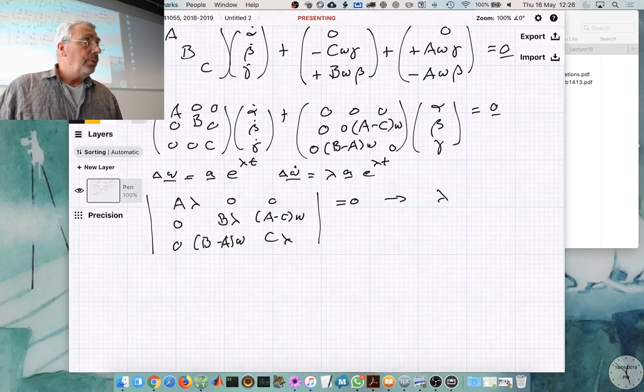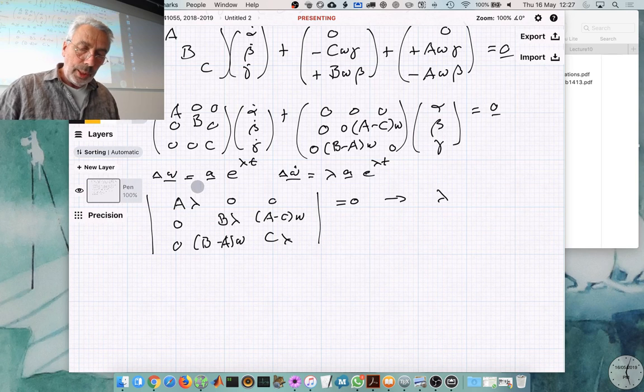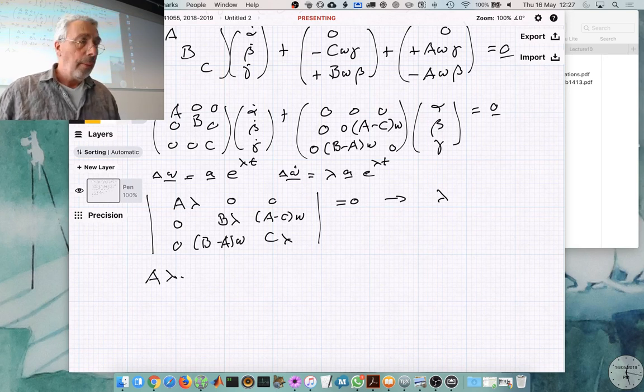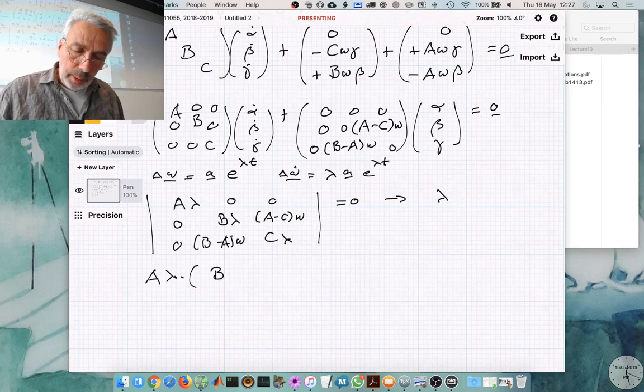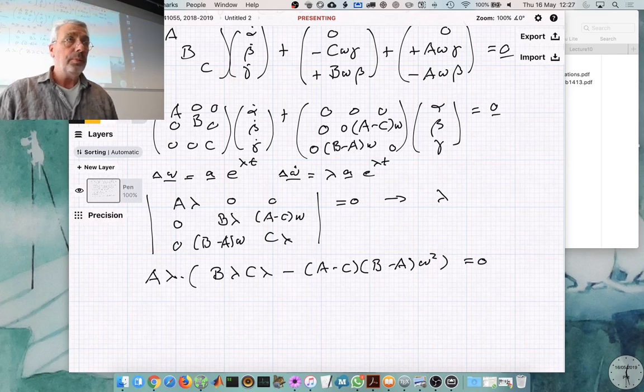Now, what is the determinant of the thing? Again, that's super simple because we have a lot of zeros in it. I don't know how you do it, but everybody has his trick. You could say it's this times the determinant of this guy, because this times the determinant of this is 0, and this times the determinant is 0. So it's lambda times the determinant of this guy, and that is b lambda times c lambda minus a minus c b minus a omega squared, right? That should be 0.